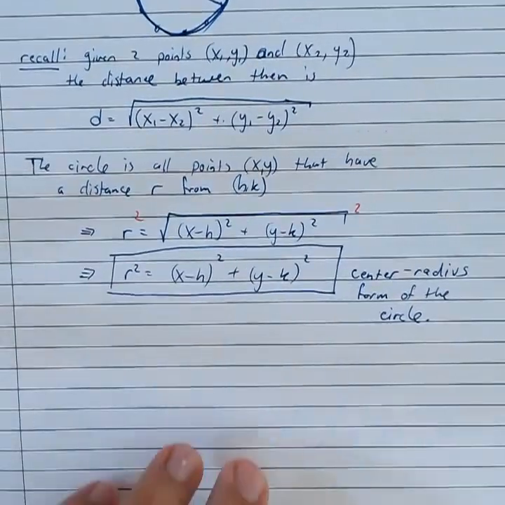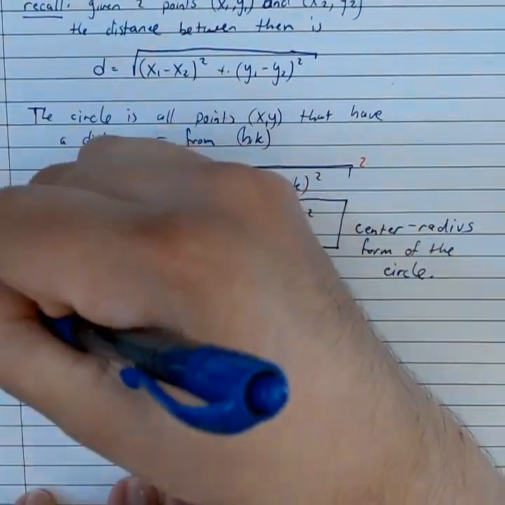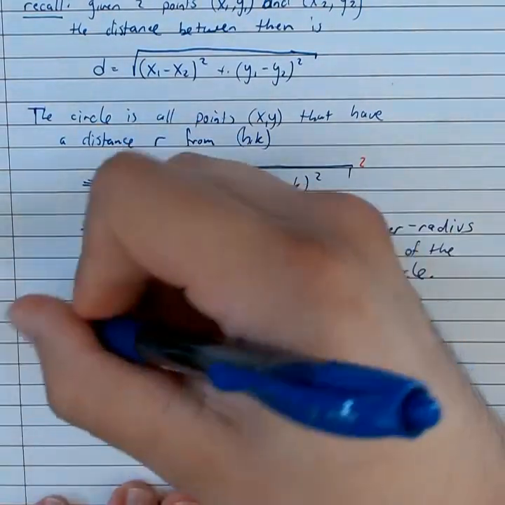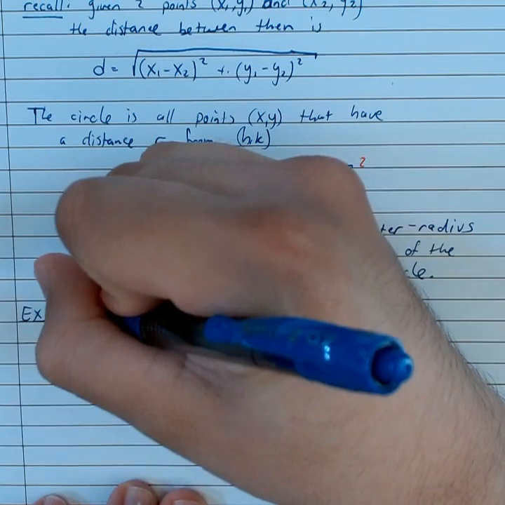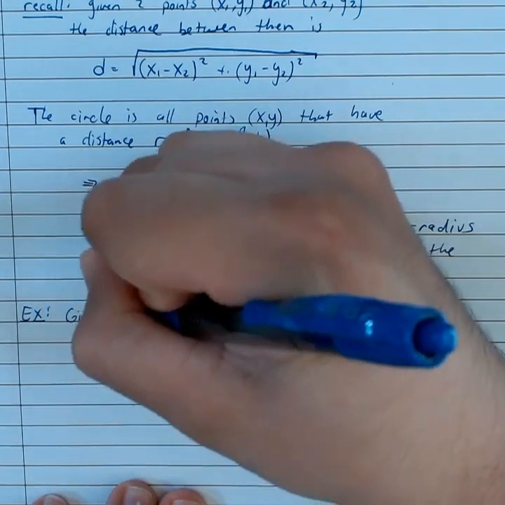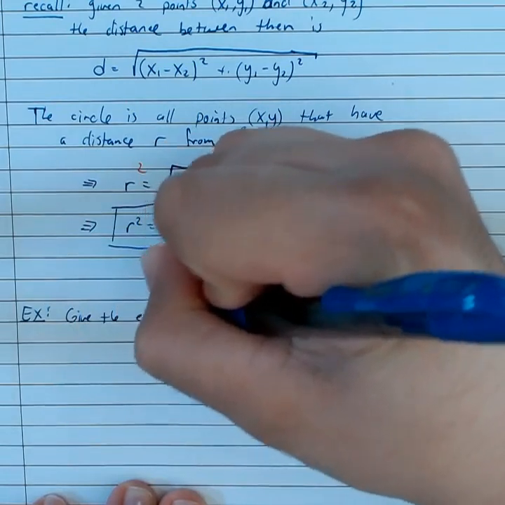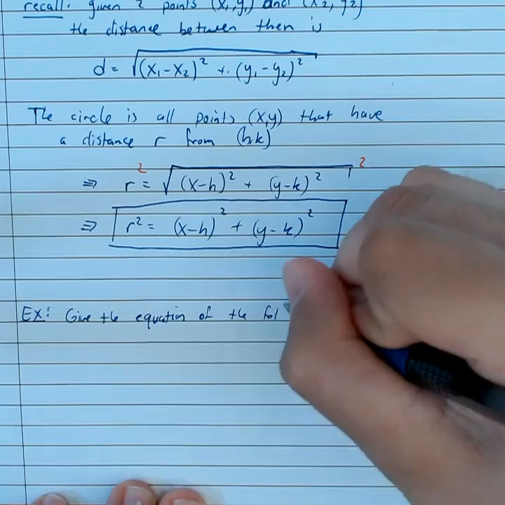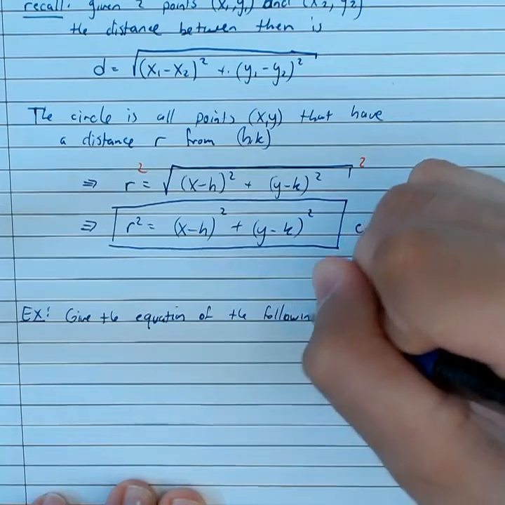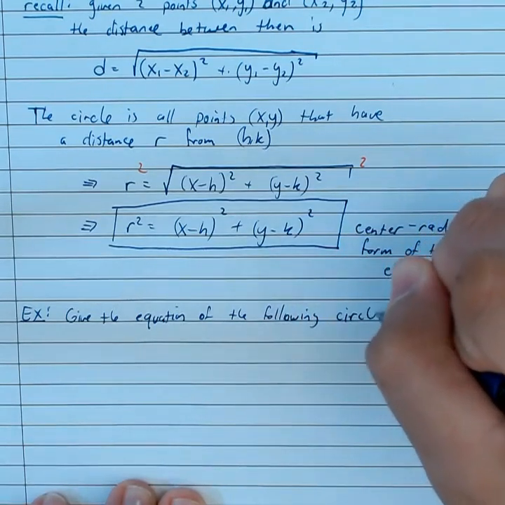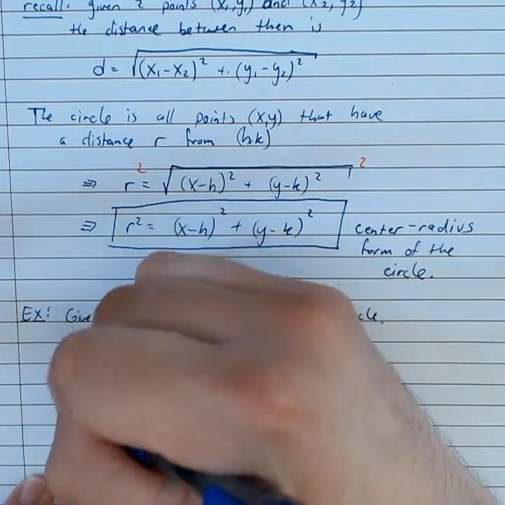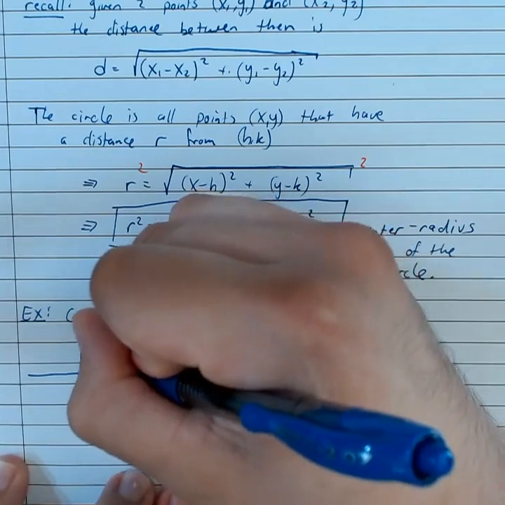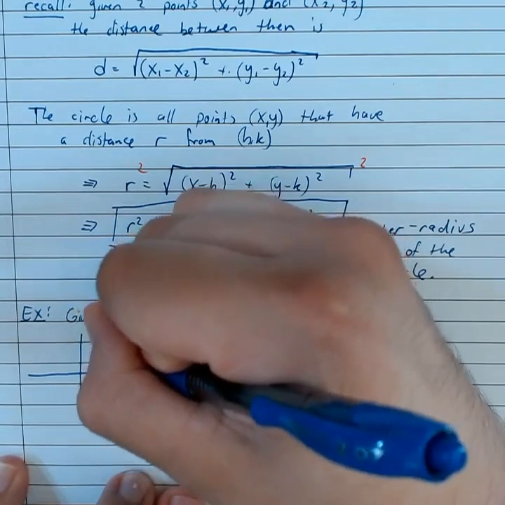All right, so let's take a look at an example of this. In fact, a couple of examples from a few different points of view. First of all, let's go ahead and give the equation of the following circle. And this is given as a graph. We're told, okay, here's a circle. It has a center right here. That's the point 2, 1.